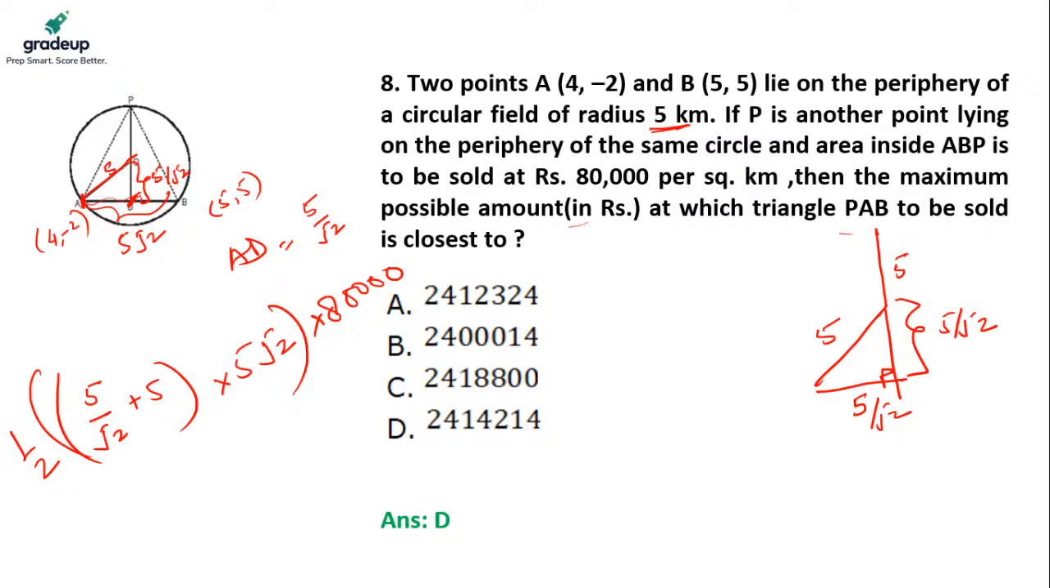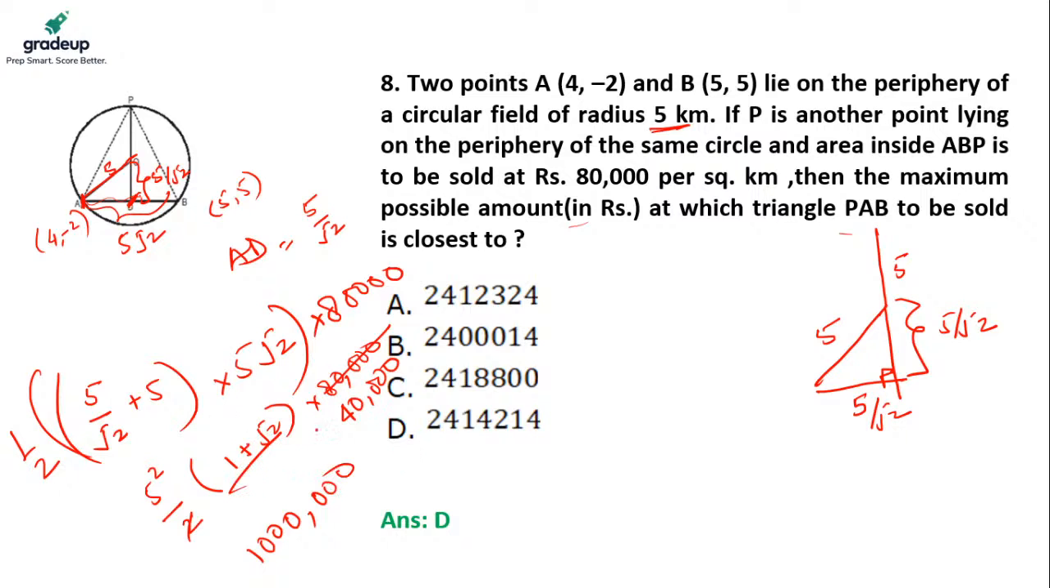Now we will simply multiply it. If I take a common of 5 square, I am left with 5 square upon 2. If I take 5 root 2 inside this, I will get 1 plus root 2 into 80,000. If I cancel by 2, I will get 40,000. 40,000 into 5 square is 25 into 4, which is 100, into 1 plus root 2.